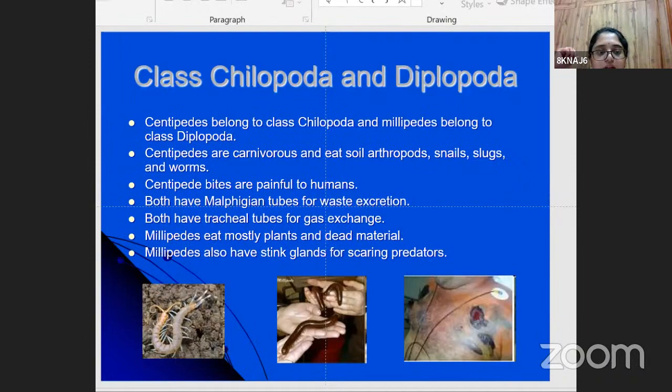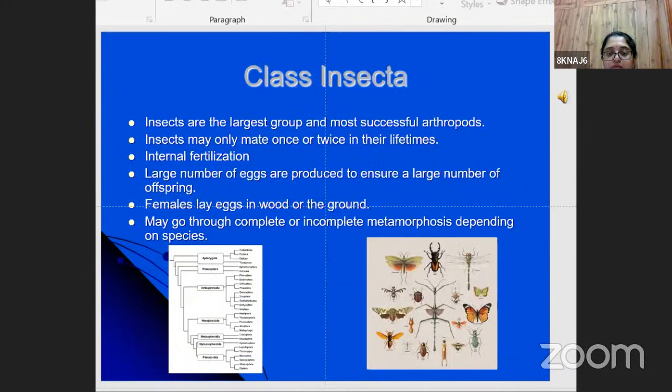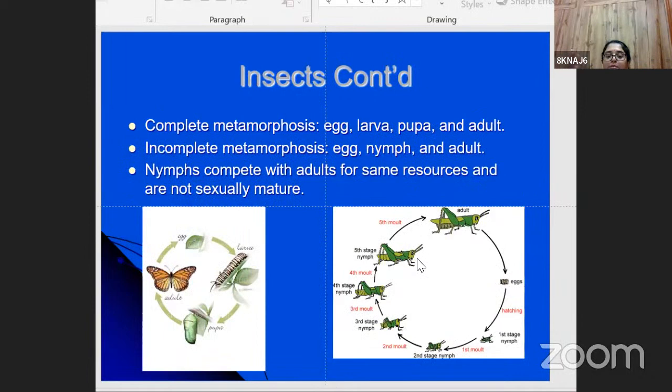If you come to the last class, that is class Insecta, they are the largest group, the most successful in fact, and females lay eggs. There is either complete metamorphosis or incomplete metamorphosis. Complete means egg, larva, pupa, and adult. Incomplete means, as you can see in the picture, egg, nymph, and adult. Nymphs compete with the adults for the same resources, except that they do not have sexual glands, or are not exactly sexually mature. That's the difference between nymphs and adults in insects.